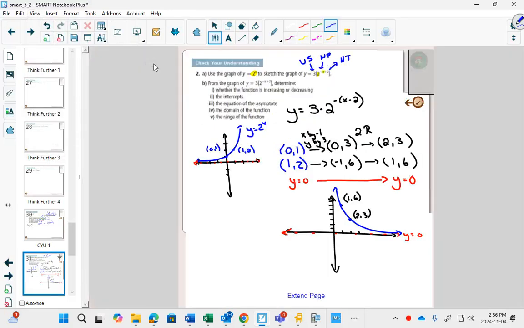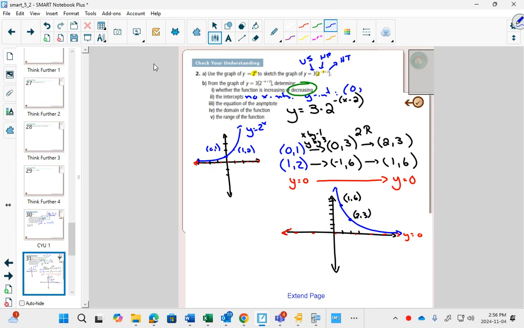Now to answer the questions they have, is it increasing or decreasing? It happens to be decreasing. Once again, there are no x-intercepts. And unfortunately, I can't see on my graph where the y-intercept is. However, you can always find a y-intercept by plugging in 0 for x.